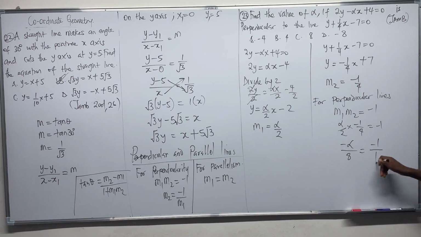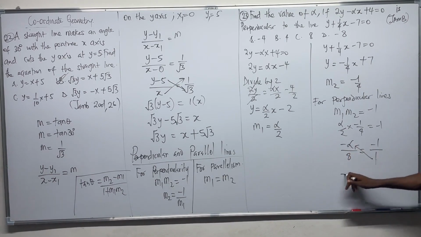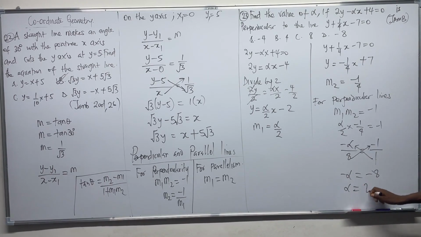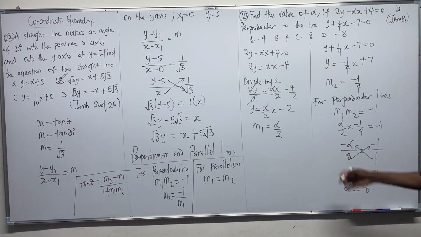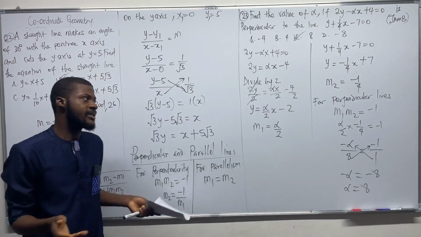Now what do we do next? We can say this is -1 over 1. Then we cross multiply. So 1 times minus alpha, or minus alpha times 1 is minus alpha. Then 8 times -1, so that's -8. If these two minuses cancel out, alpha is equal to 8. So that becomes our answer, which is C. That's what the answer is going to be.